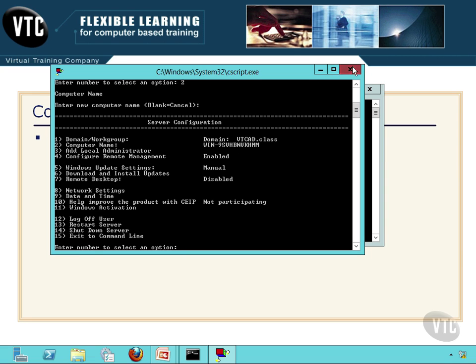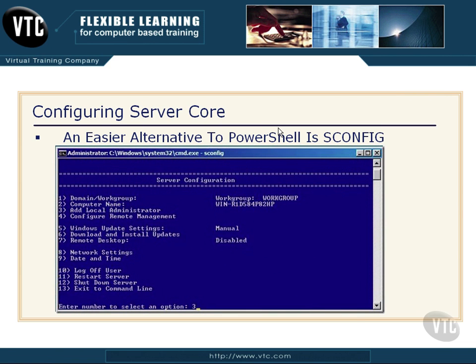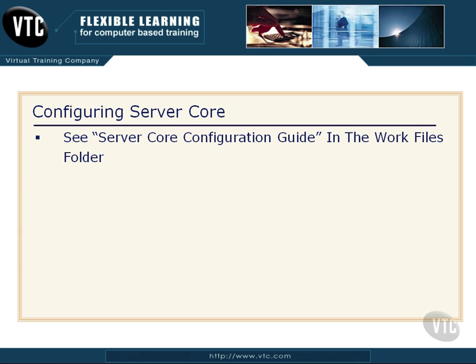So sconfig is the silver bullet here. You can use that. This is what it looks like. Now, I've put out there in the work files folder for you a Server Core configuration guide. Some of you guys are really PowerShell freaks. You love PowerShell. You're addicted to it. So I'm going to put this out there. It will take you through the PowerShell commands that you can use to get Server Core up and running. And it'll also explain some other things about Server Core configuration.